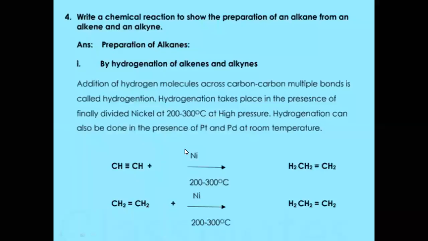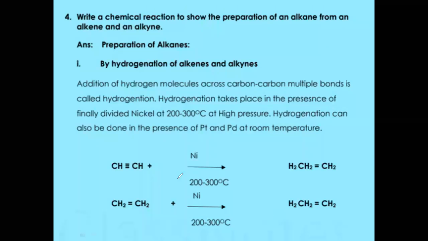Now we have question number 4. Write a chemical reaction to show the preparation of an alkane from an alkene and alkyne. This we already discussed in the preparation of alkanes. There are two important methods for the preparation of alkane. That is, one is from alkyne to alkene and then alkene into alkane. This method is called hydrogenation, because you can see addition of hydrogen will take place. Hydrogenation actually means addition of hydrogen.